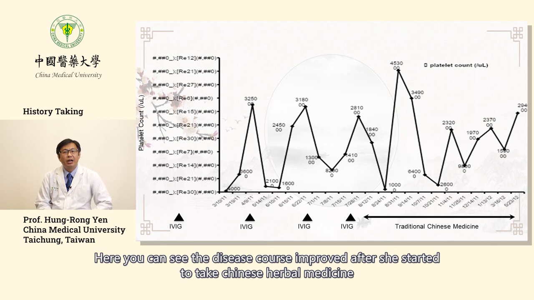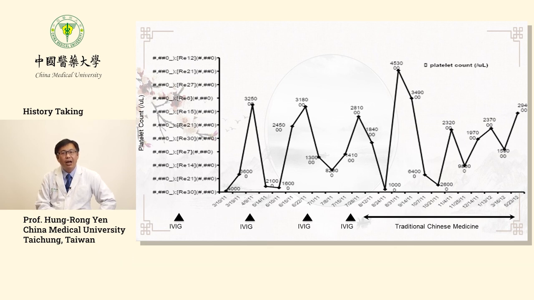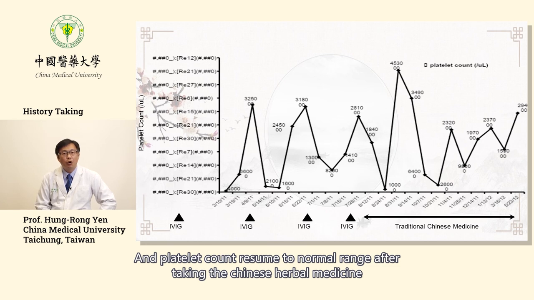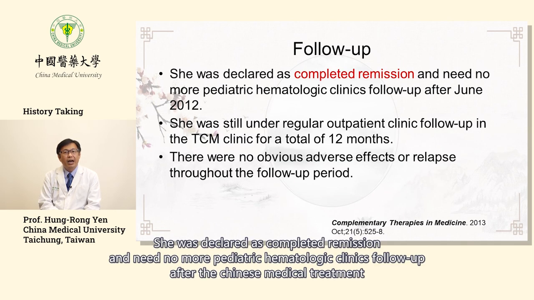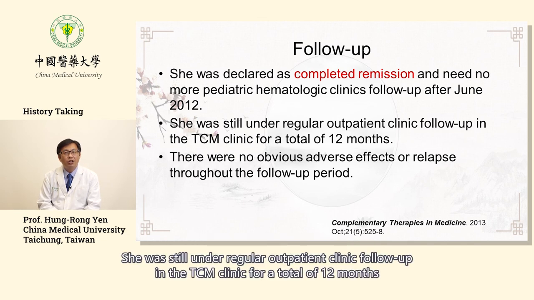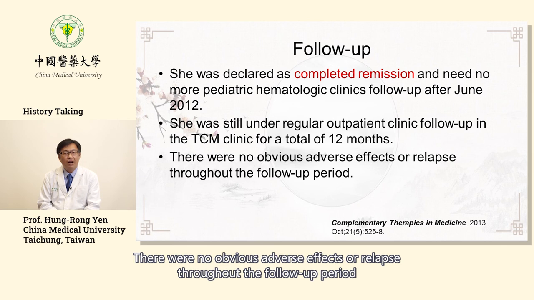So here you can see the disease course improved after she started to take Chinese herbal medicine, and the platelet count resumed to the normal range after taking the Chinese herbal medicine. She was declared a complete remission and needed no more pediatric hematologic clinic follow-up after the Chinese medical treatments. She was still under regular outpatient follow-up in the TCM clinic for a total of 12 months. There were no obvious adverse effects or relapse throughout the follow-up period.